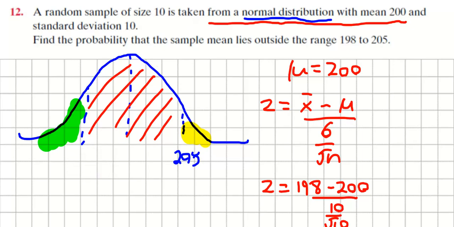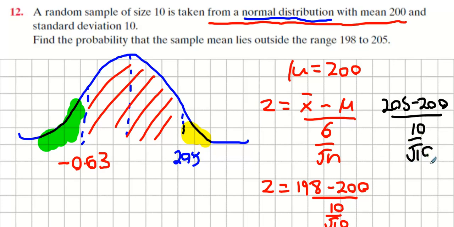Minus 0.63. So see what I did there? I got rid of the 198 and I'm changing it to minus 0.63. And going to the other score, the 205: 1.6. Perfect. Is it possible to get 1.58? Yeah. 1.58. Okay.